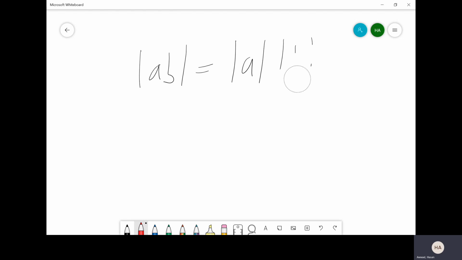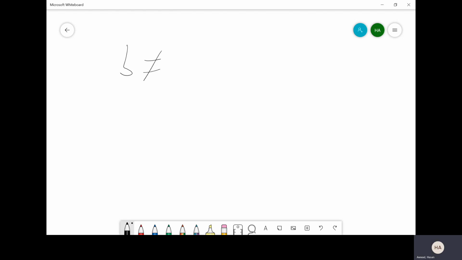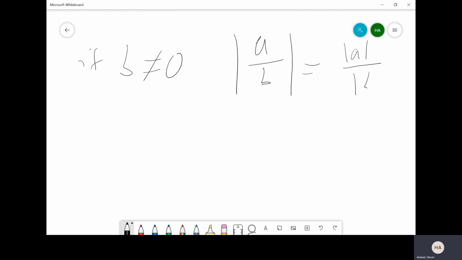Okay, next up we have, as long as b is not 0, the following. I'll write an if. We have the absolute value of a fraction. So the absolute value of a over b is still going to be the same thing as if we broke it up to the absolute value of a over the absolute value of b. And again, the reason that b can't be 0 is because then the fraction, the world, the computer, it all blows up.